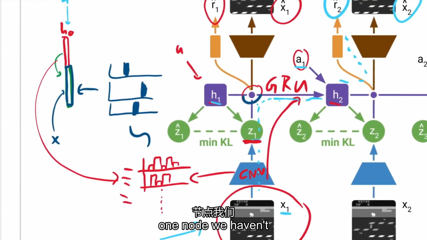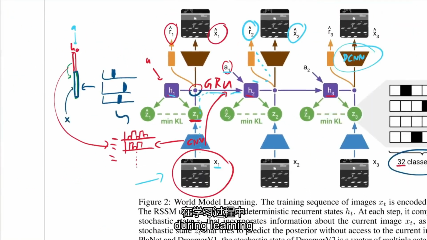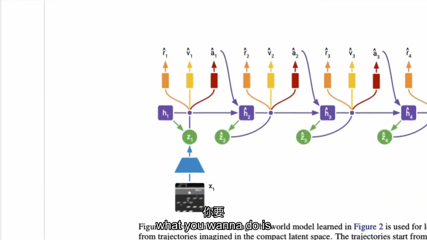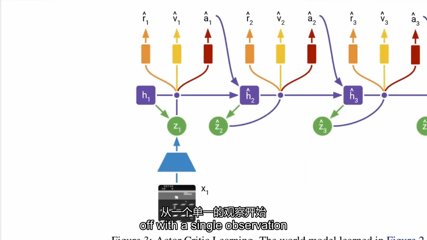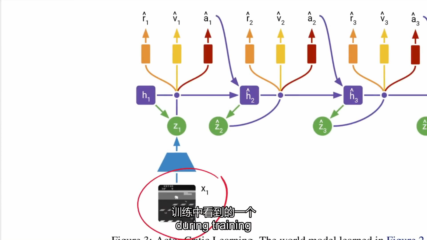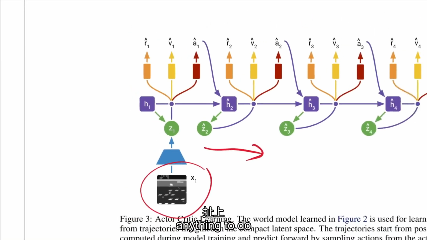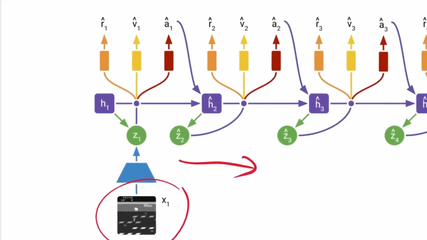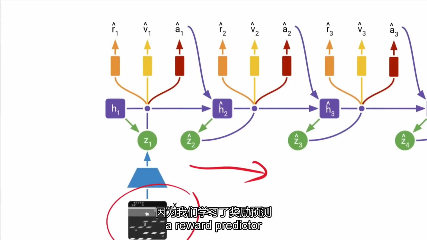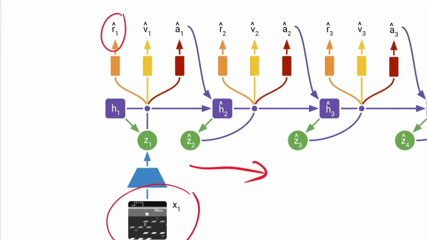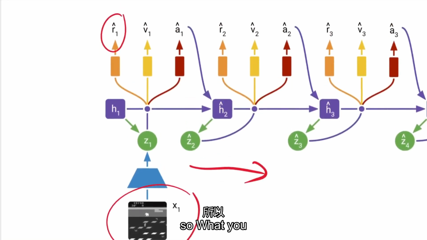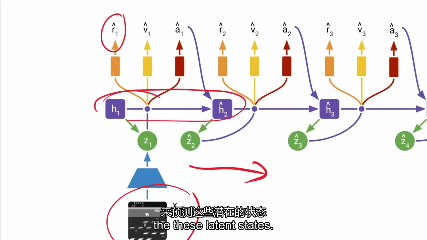And there is one node we haven't left out yet, okay? During learning, during actual reinforcement learning, what you want to do is the following. You simply want to start off with a single observation, or actually a hidden state that you've seen during training of the world model. And from that point on, you don't want to have anything to do with observations. So you see right here, since we learned a reward predictor, we can simply use that reward predictor instead of the real environment. And we don't want observations anymore. So you simply want to use this backbone here to predict these latent states. You simply want to unroll these latent states.